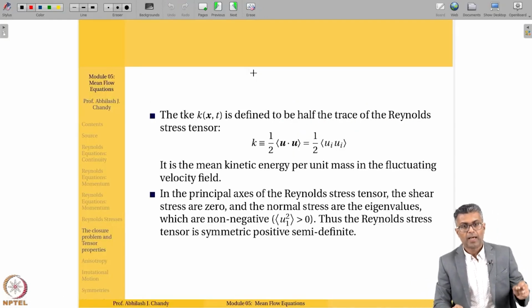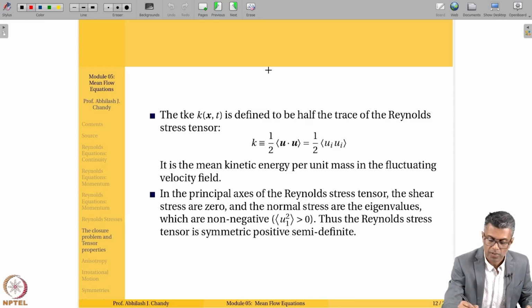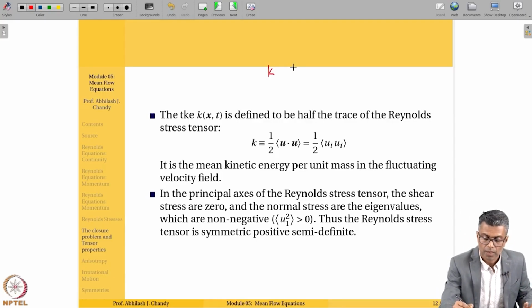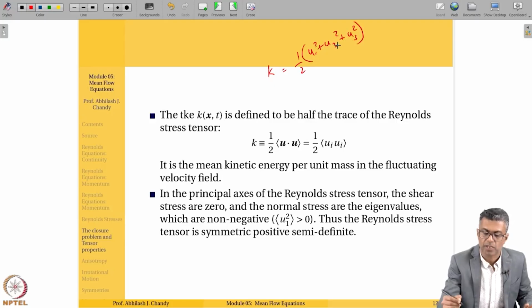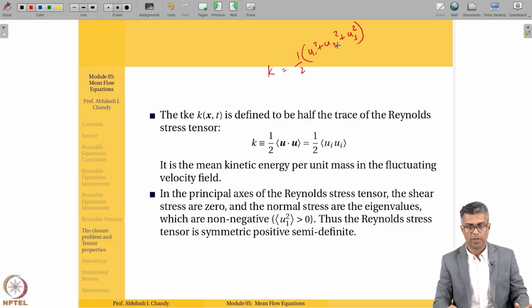Now, the turbulent kinetic energy is defined to be half of the trace. How? Because K will be half times U1 squared plus U2 squared plus U3 squared. This is how turbulent kinetic energy is just defined, right? Per unit mass, by the way.